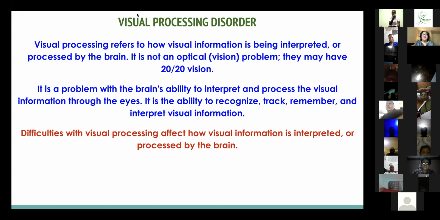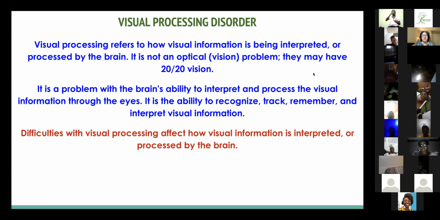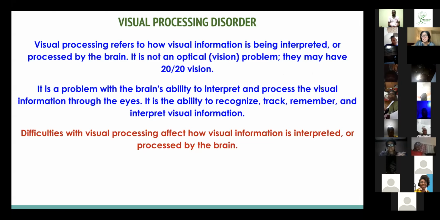Again, visual processing refers to how visual information is interpreted and processed by the brain. It's not an optical or vision problem. Children with learning disabilities or visual processing disorders have 20/20 vision. It's a problem with the brain's ability to interpret and process the information received through the eyes. It's the ability to recognize, track, remember, and interpret visual information. So difficulties with these processes will affect how visual information is interpreted by the brain.